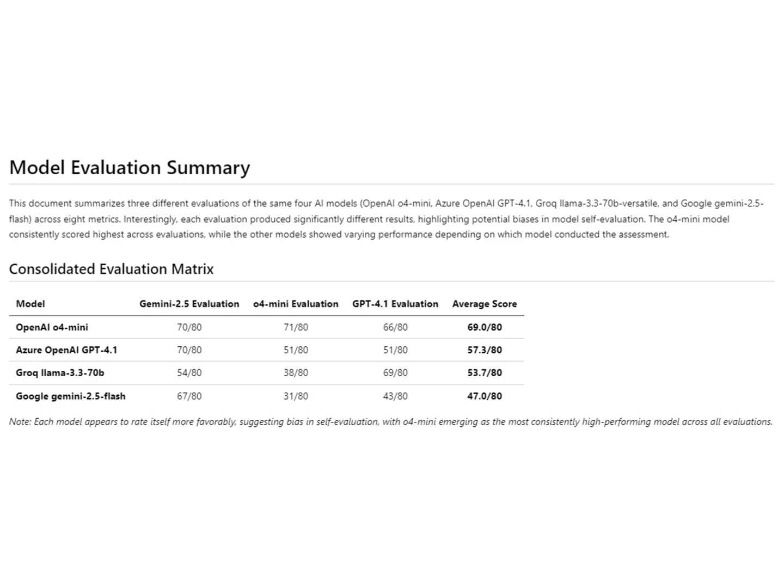It's also worth mentioning, even though models didn't know which outputs were theirs, they still tended to rate themselves a little more favorably. Self-evaluation bias definitely played a role. But despite that, OpenAI's O4 Mini emerged as the most consistently high-performing model overall.